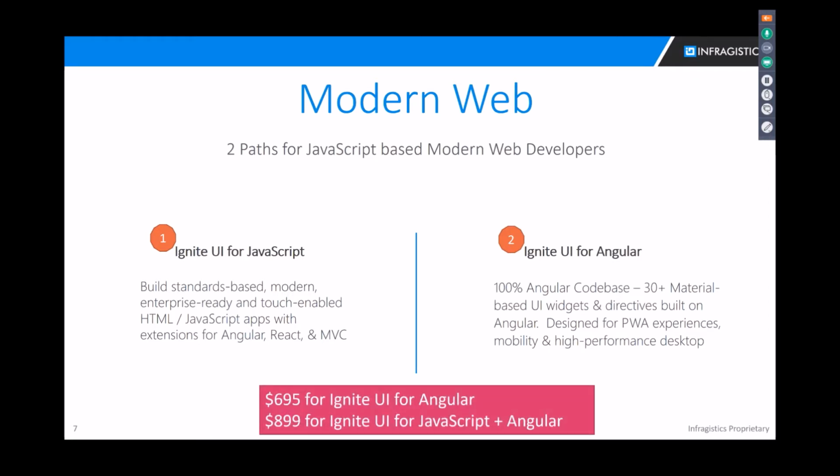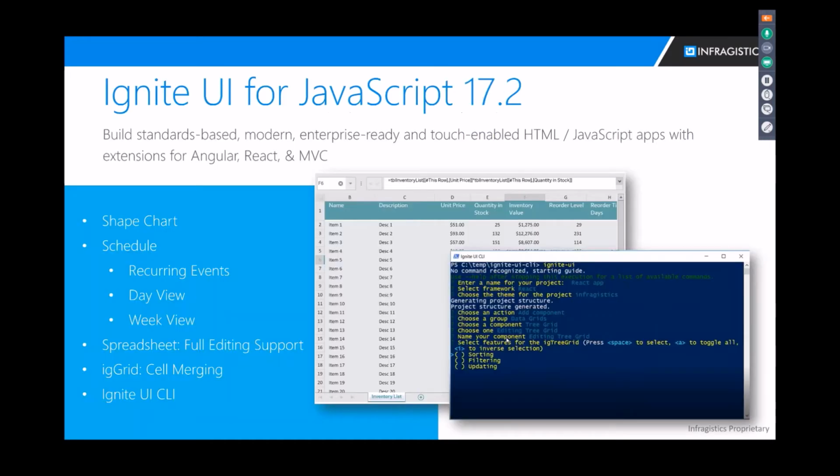Now from a licensing perspective, it's $695 for Ignite UI for Angular, and it's $899 for Ignite UI for Angular plus Ignite UI for JavaScript. So you can get both toolkits for $899, which means, for less than $1,000, which is a no-brainer, you can cover any type of modern web development that you're doing.